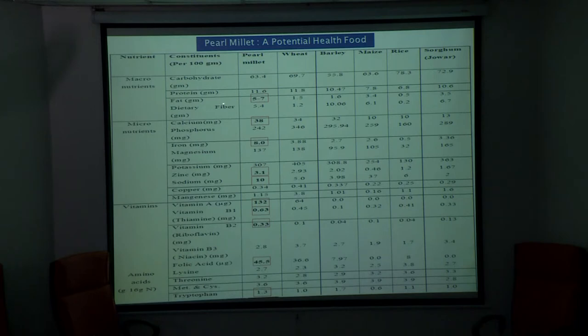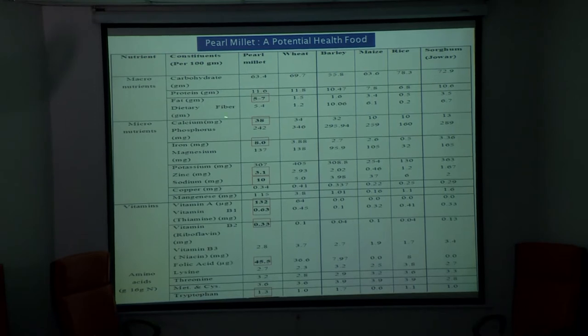If you see the protein, protein is also on par. It is comparable with wheat and rice. But if you see the quality of pearl millet protein, it is much better than the wheat or rice protein. It is the best part. Then fat, so it is rich in fat. It has the highest content of fat, it varies from 5 to 7% fat. Pearl millet is high in fat content, it is high lipid content.